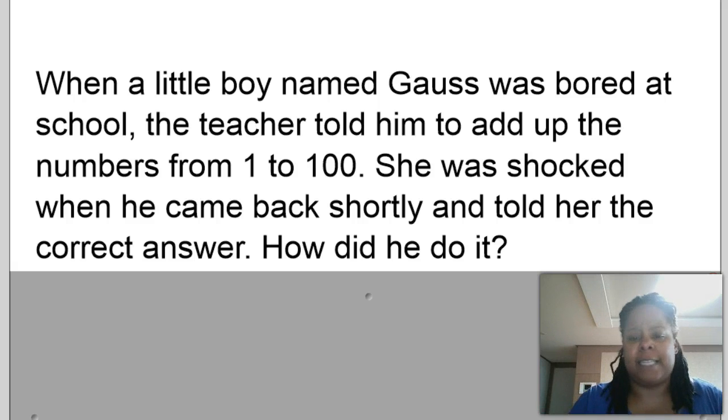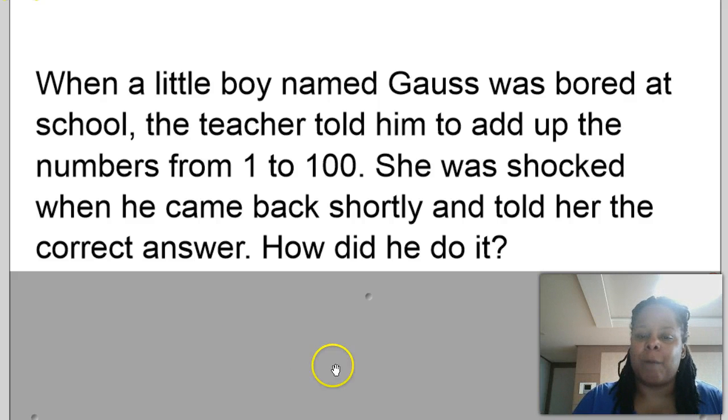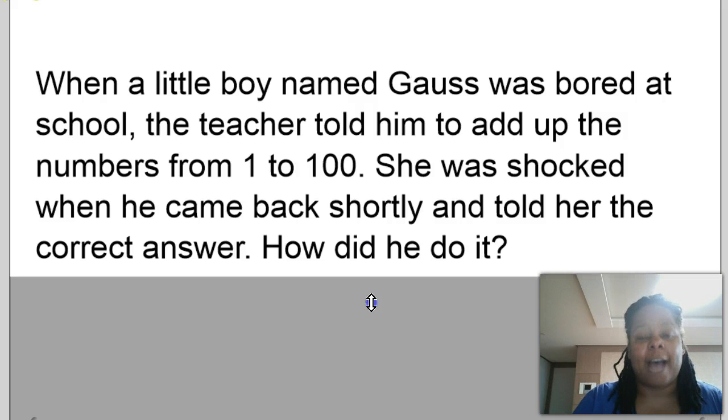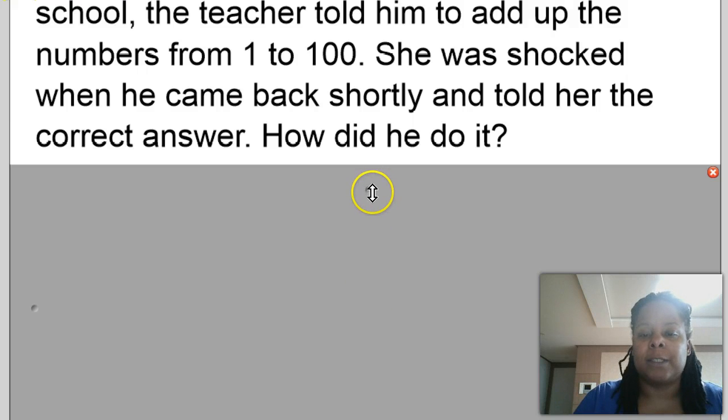And the question is, how in the world did he do that so quickly? He didn't have a calculator. This was back in the day where they didn't even have calculators. So how in the world did he add them all up so quickly without using a calculator? Well, Gauss was a very bright boy, and what he did is he noticed a pattern.